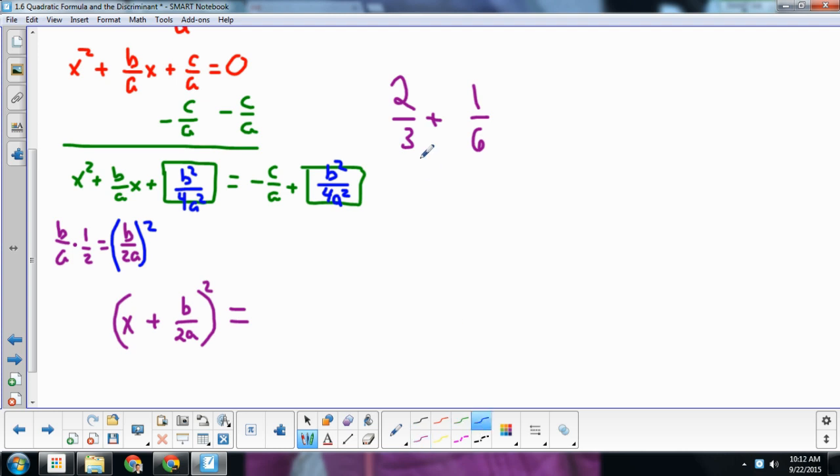So the least common denominator in this case, between 3 and 6, is the least common factor of 3 and 6. Well, that's 6. So I'm going to change this by multiplying by 2 over 2. I do that because 2 over 2 is the same as 1, and 2 times 3 is 6. So now I've got 4 over 6 plus 1 over 6. I add them together, I get 5/6. So you get the idea.